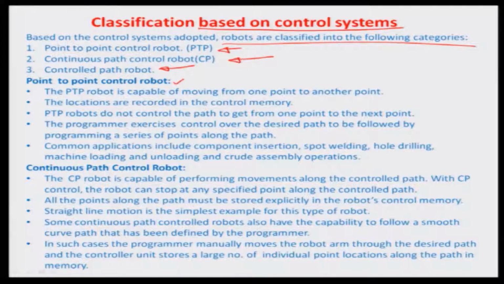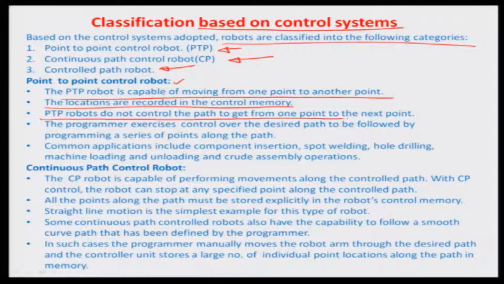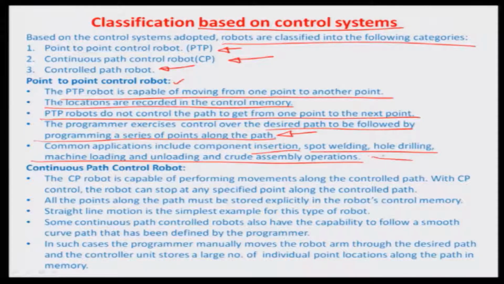The point to point robot is capable of moving from one point to another point. The locations are recorded in the control memory. PTP robots do not control the path to get from one point to the next point. The programmer exercises control over the desired path by programming a series of points along the path, and common applications of these include insertion, spot welding, hole drilling, machine loading, unloading, crude assembly operations, etc.